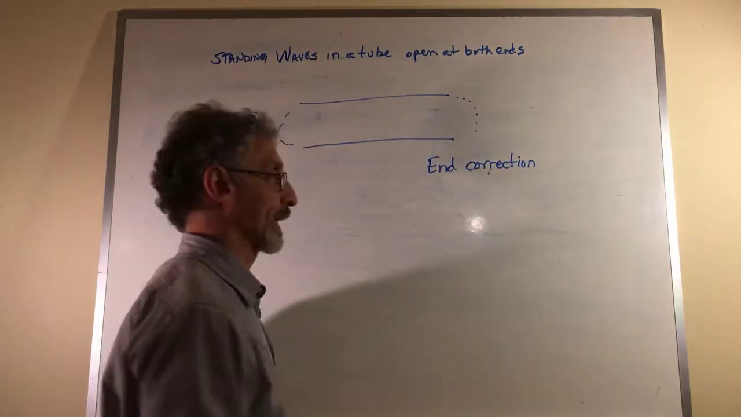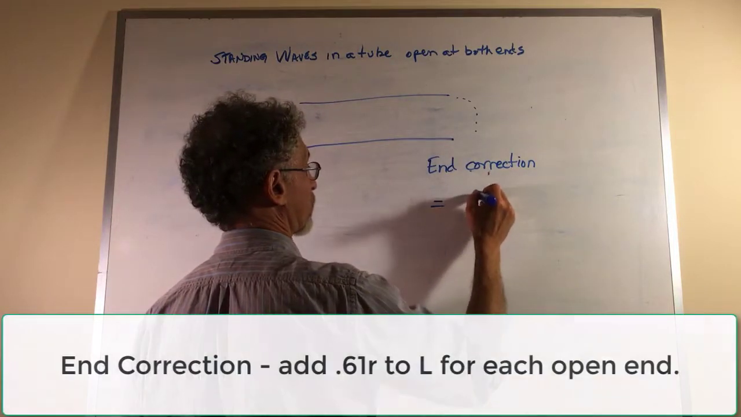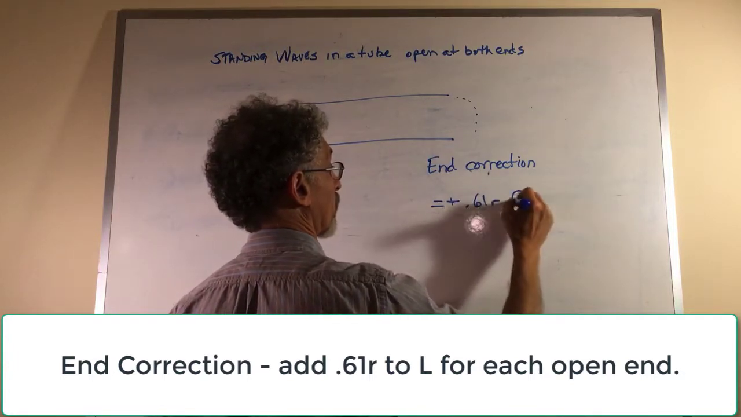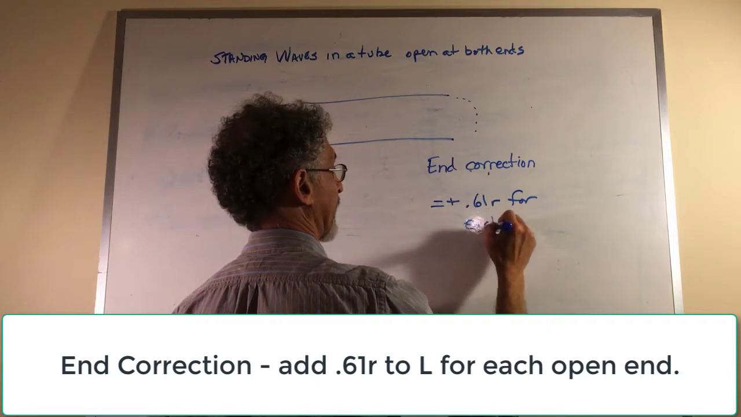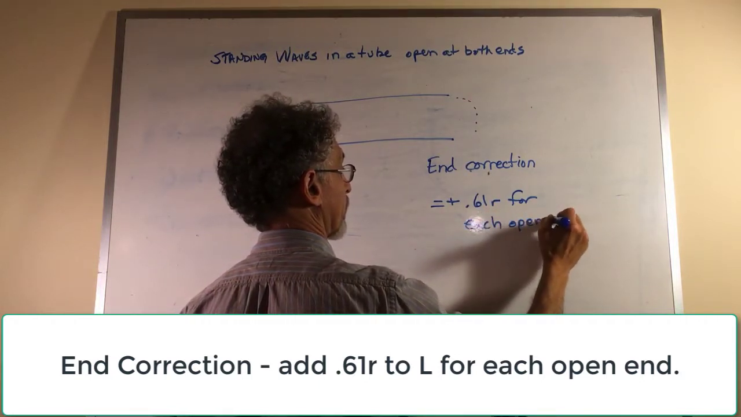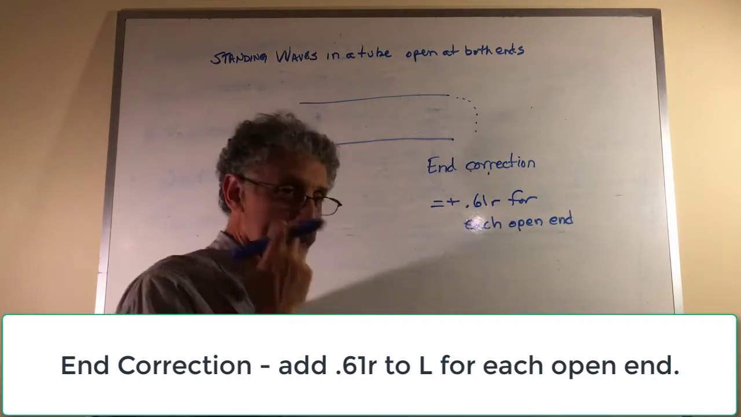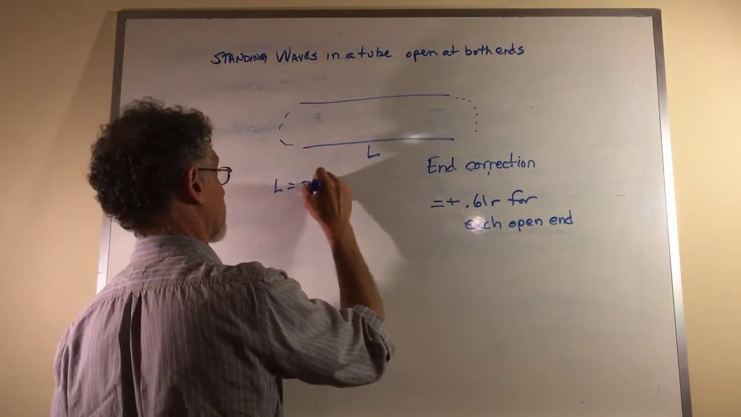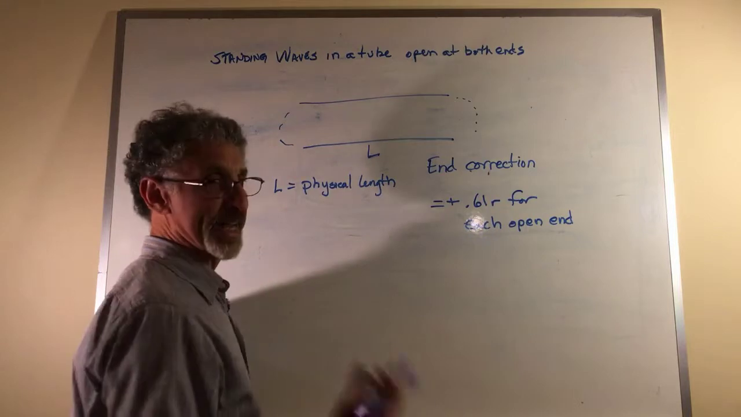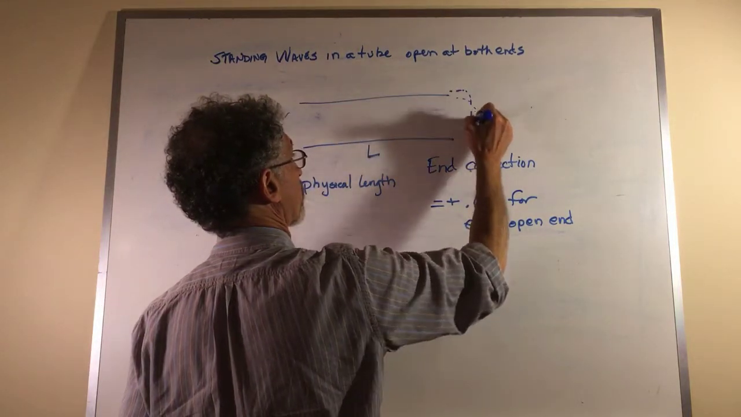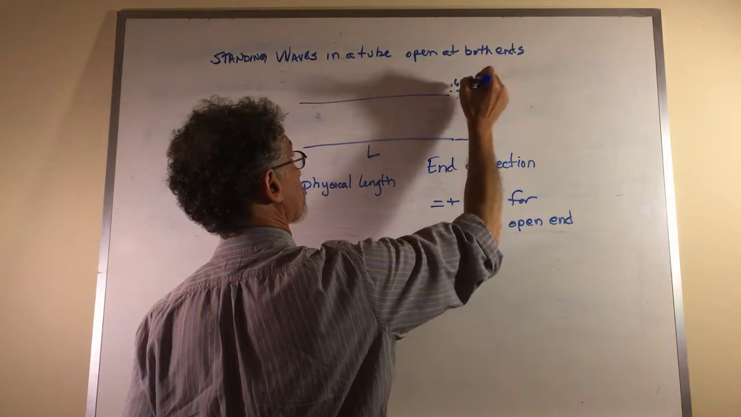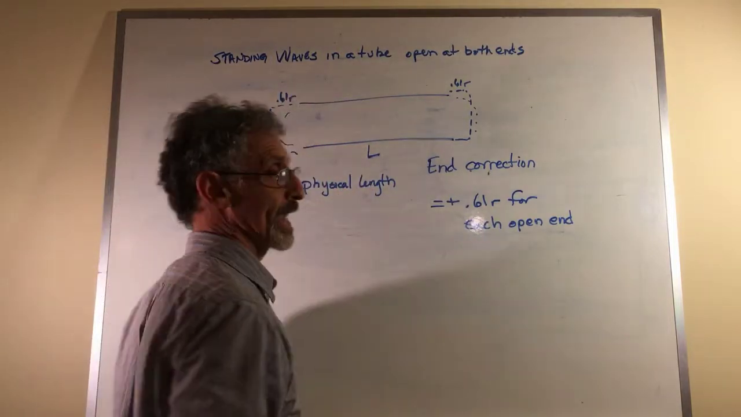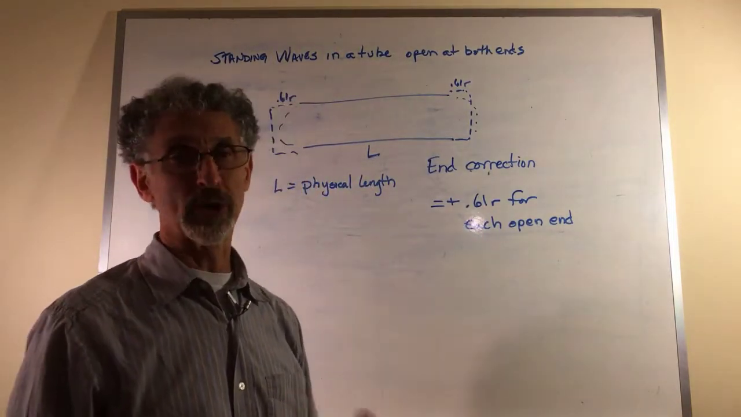This is similar to effective length. What you have to do is add 0.61 times the radius of the tube for each open end. So what does that mean? If L is the physical length, we then have to add 0.61 times the radius here and 0.61 of the radius there. And that's what we're going to call the acoustic length.